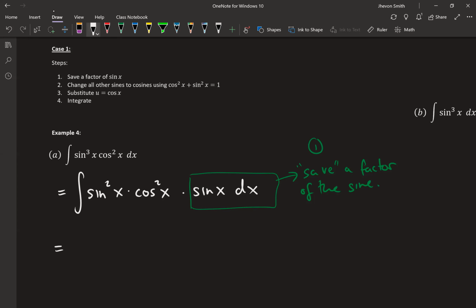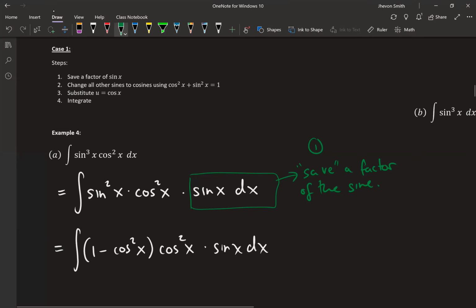Step two, you are going to change all other sines to cosines. How can you do that? Using the Pythagorean identities: sine squared is going to be 1 minus cosine squared. So that was the second thing we're supposed to do, change all other sines to cosines. This is nice because if the power of sine is odd, once we factor off a sine, the remaining power is going to be even. So we'll definitely be able to get a sine squared in play, and by getting the sine squared, we can get a cosine squared in there. Change all other sines to cosines. That is the second step.